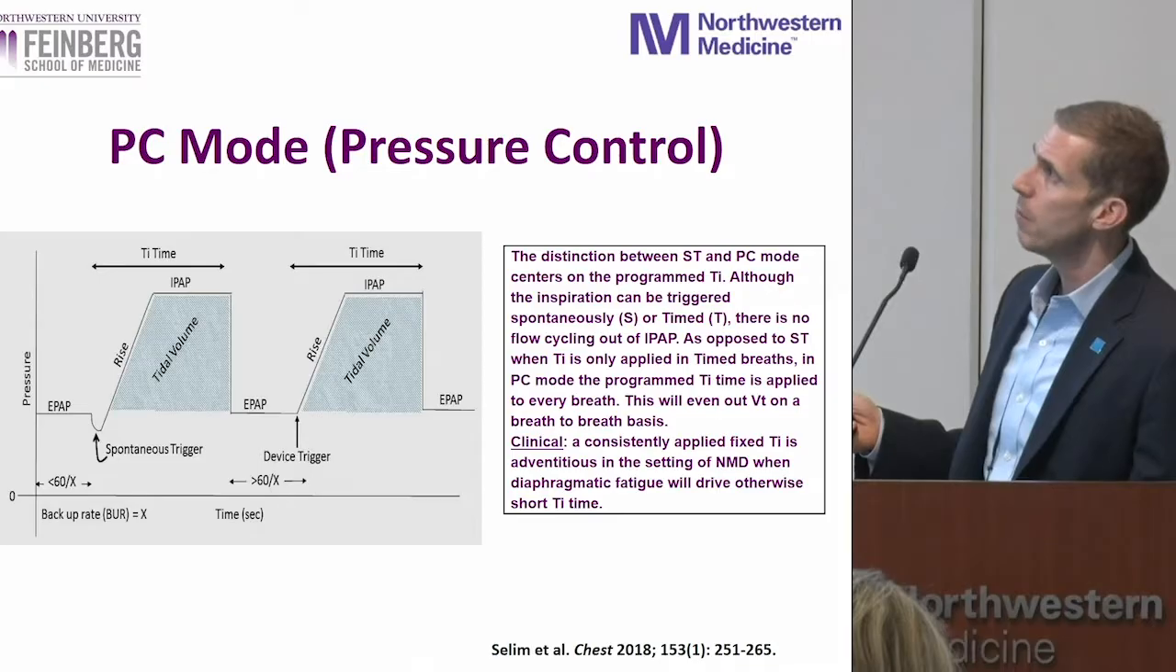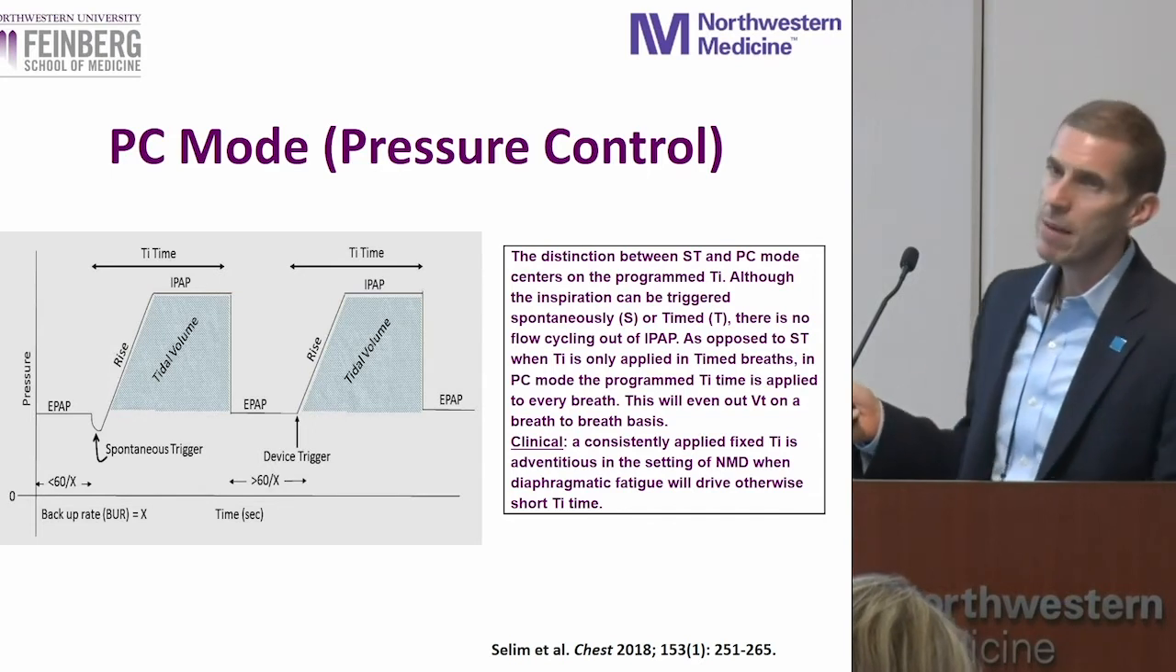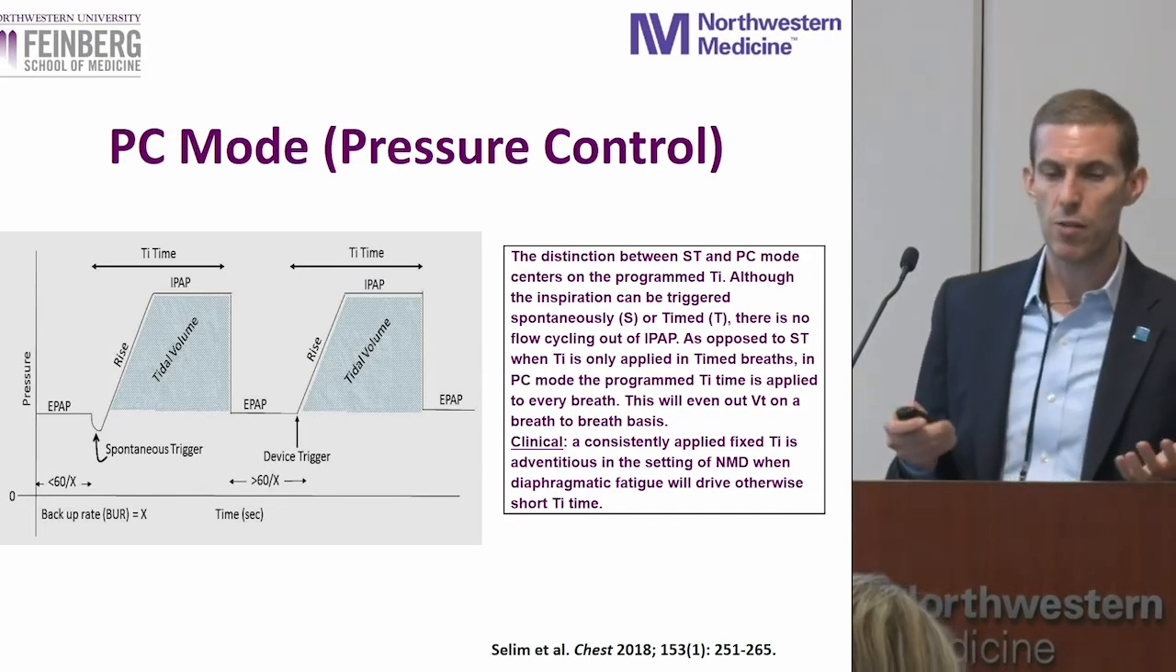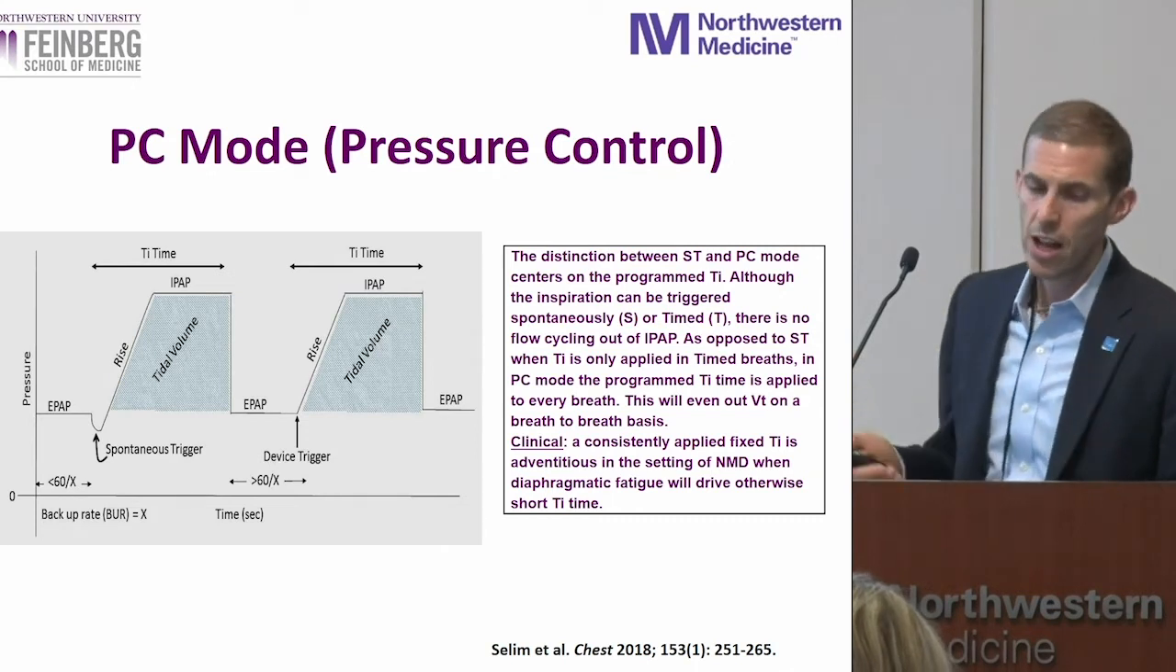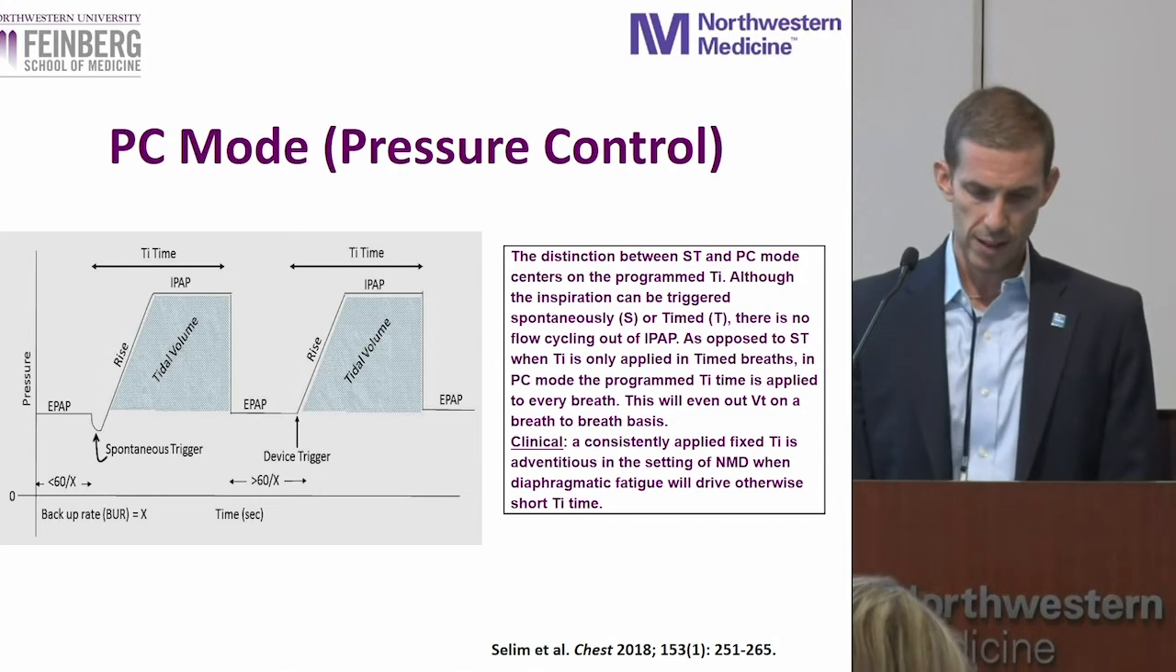When you put someone in a pressure control mode, again, it's BiPAP with a backup rate, but it's called pressure control mode. And what you see here is that whether the patient is getting a spontaneous breath or a device-triggered breath, they're getting the same inspiratory time on both breaths. And you see the ventilation is a lot more consistent. There's a lot less dyssynchrony. You're giving them better overall ventilation.